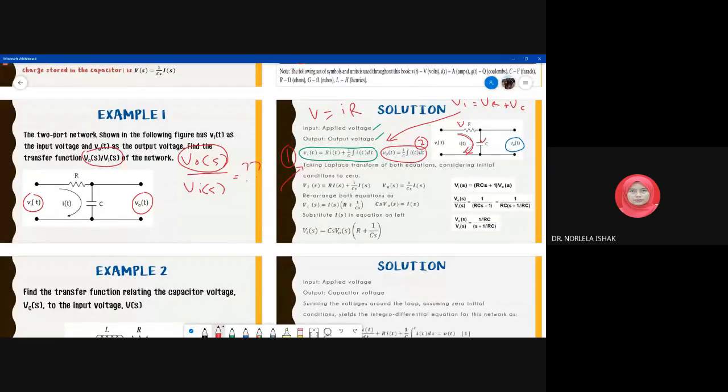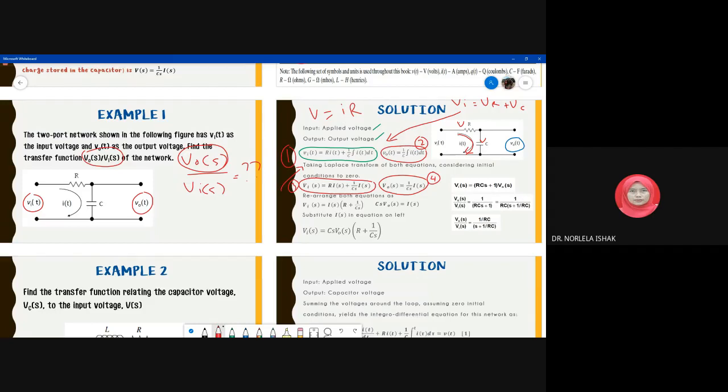Taking the Laplace transform of both equations, we consider the initial condition to be 0. So when we take the Laplace transform, the first equation gives us the third equation, and the second equation gives us equation number 4. So you have to rearrange both equations.